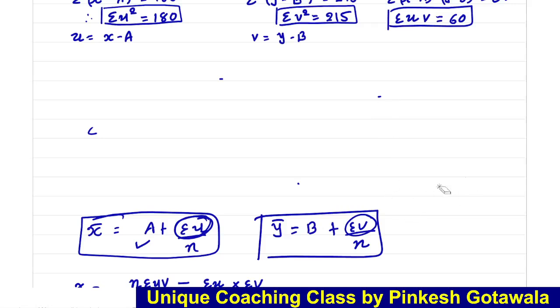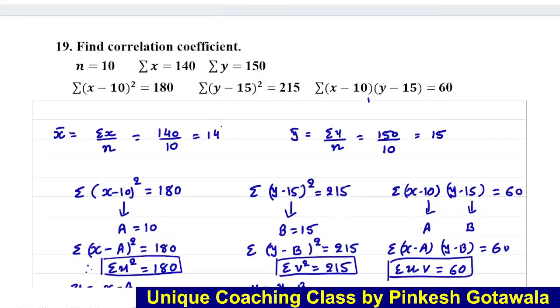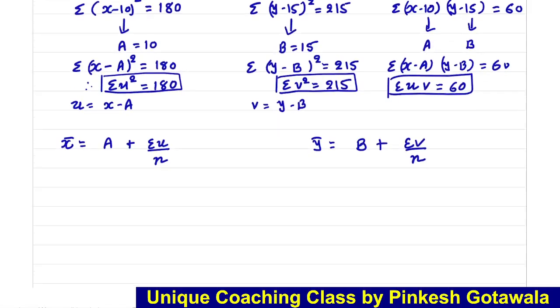So now let's apply that formula. X bar equals a plus sigma u divided by n, and y bar equals b plus sigma v divided by n. Now let's put values here. We have x bar and y bar. We found x bar 14 and y bar 15.